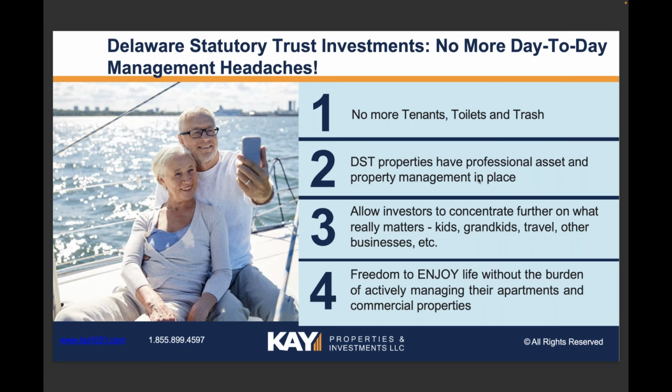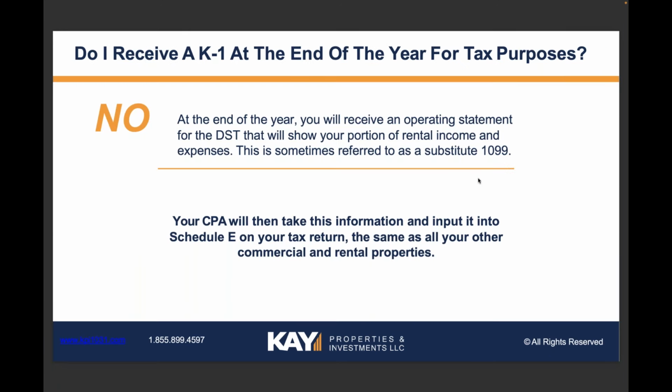Quick question here is, do I receive a K-1 at the end of the year for tax purposes? A lot of people are thinking of partnerships or real estate funds where they're issuing K-1s, and the answer is no. With a Delaware Statutory Trust at the end of the year, you're going to receive an operating statement for the DST that will show your portion of rental income and expenses at the property. So this is sometimes referred to as a substitute 1099.